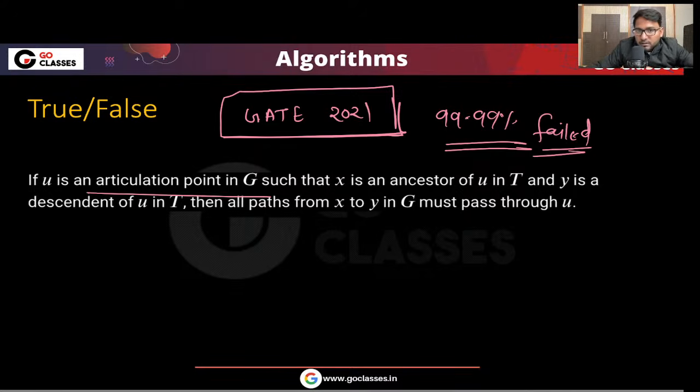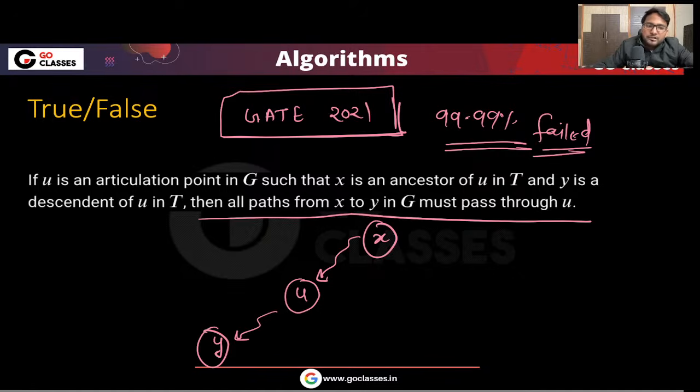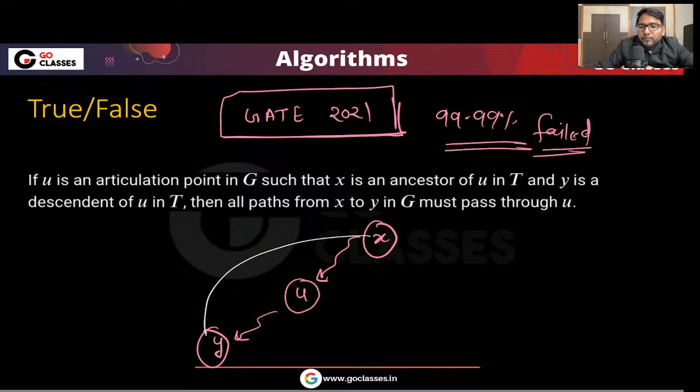If U is an articulation point such that X is an ancestor of U in the tree, and Y is a descendant of U, then all paths from X to Y must pass through U. So they are saying all paths from X to Y in G, which means in the undirected graph, must pass through U. Is this true? Just think about it.